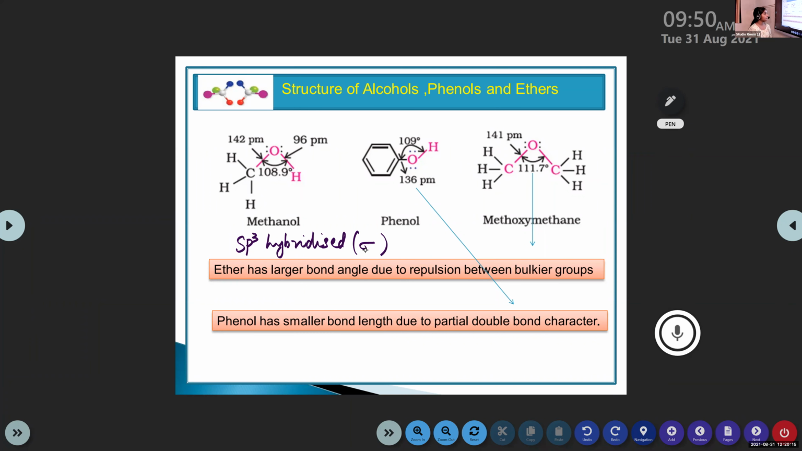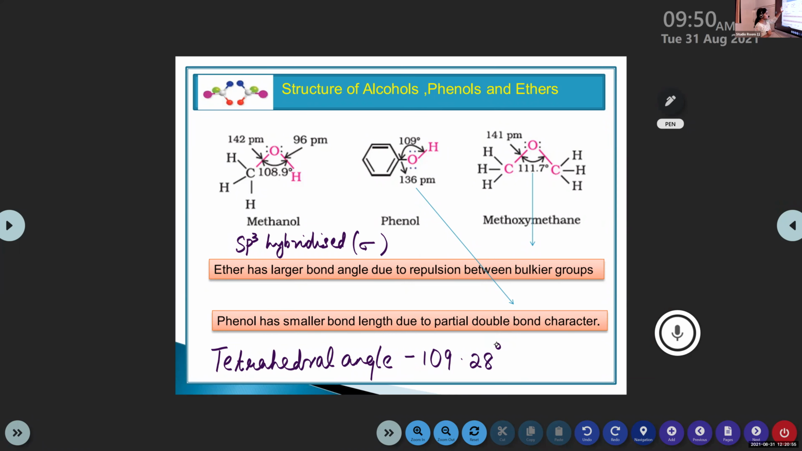When you compare the bond angle of methanol, here you can see it is 108.9 degree. It is slightly less than the tetrahedral angle. The tetrahedral angle is always fixed as 109.28. And you look at the angle given here between carbon, oxygen and hydrogen. It is 108.9 degree, slightly less than the tetrahedral angle.